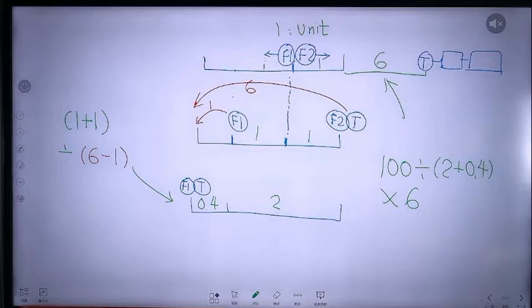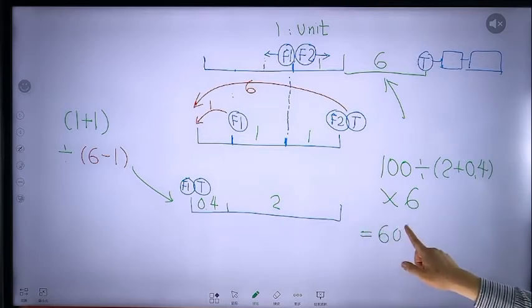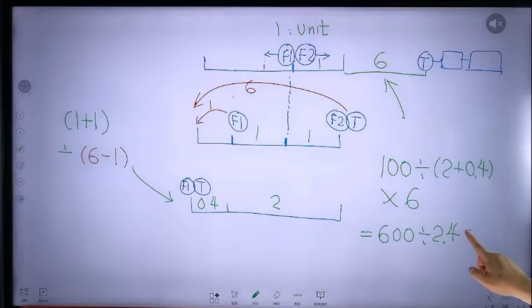And so 100 divided by 2.4, that is not really a nice number, but 100 times 6 is a nice number. So it's 600 divided by 2.4. 600 divided by 24 is 225, so it's 250. So that would be the answer.